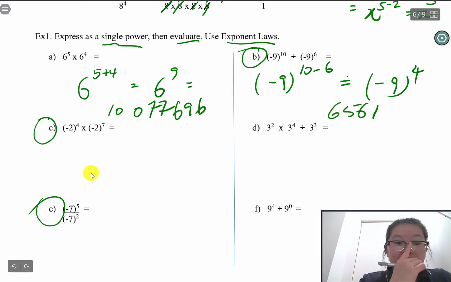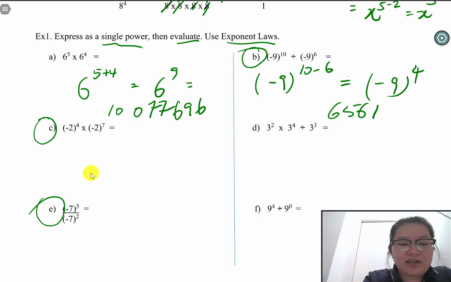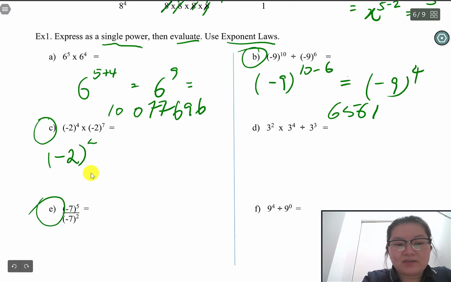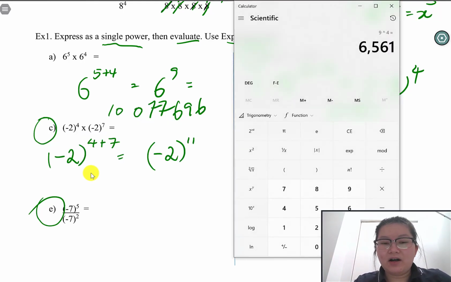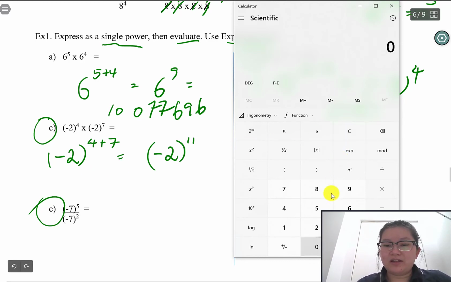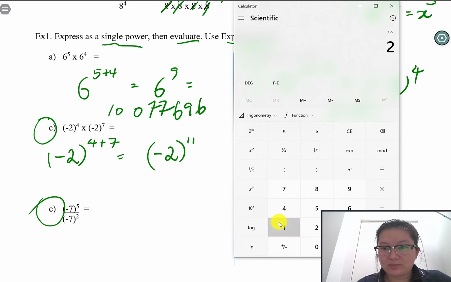Okay, so let's do the rest here. This is multiplication again, so perfect. I just have to add the exponents at the top. And this is -2 to the power of 11. Putting this into our calculator, this is an odd exponent, so I'm still going to put it in without the negative because that's very annoying to do. It takes up time.